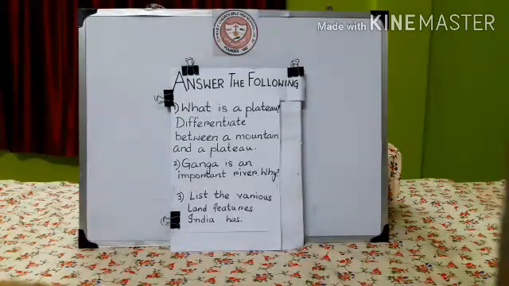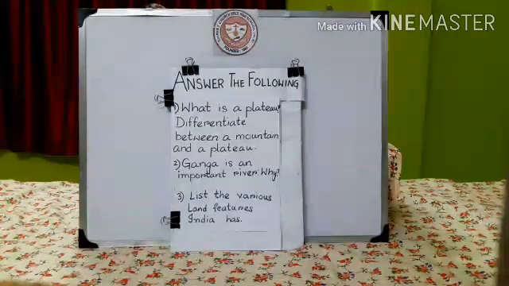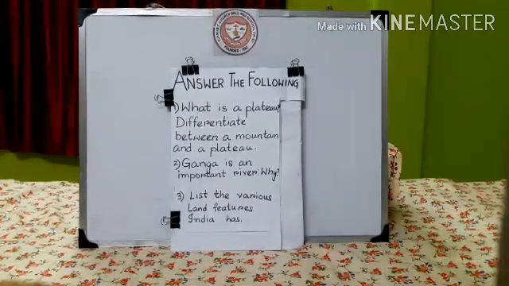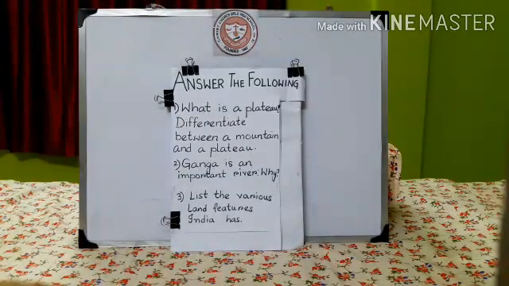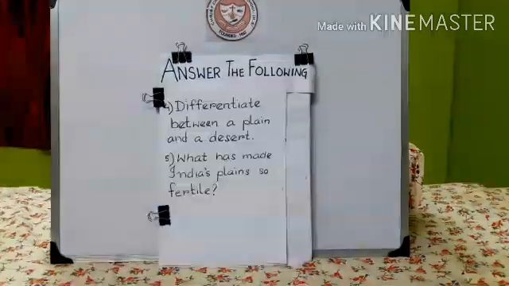What you all will write? You all will write, the various land features India has. They are mountains and hills, plains, rivers, valleys, plateau, desert, islands and forest. Have you all got it? Now we will move on to the next question.